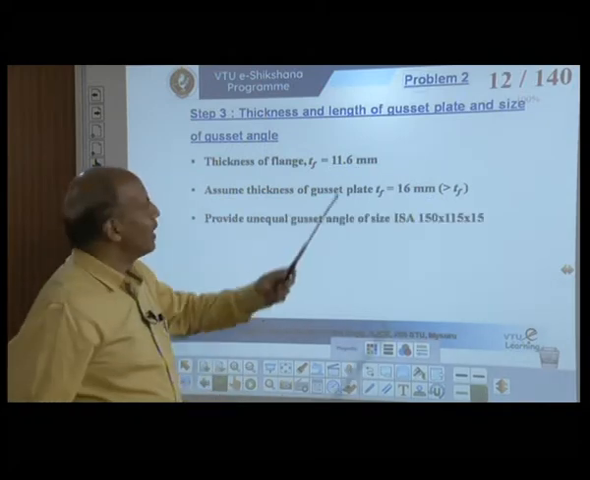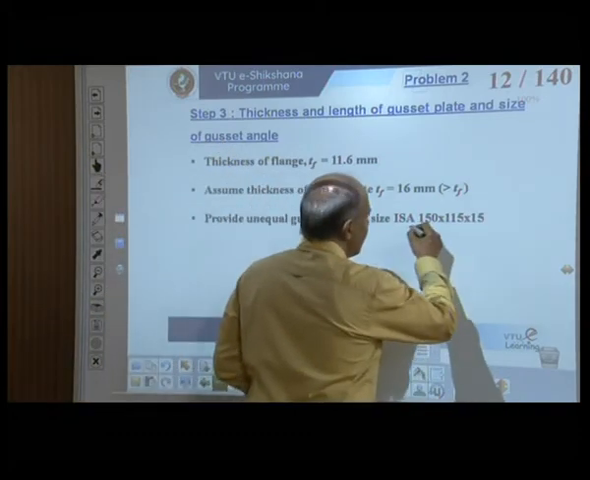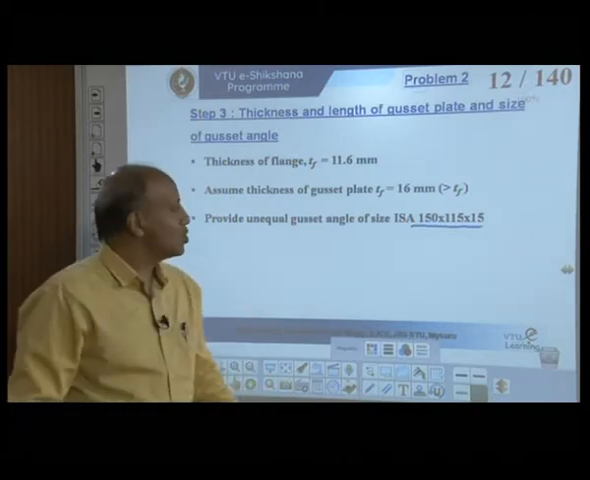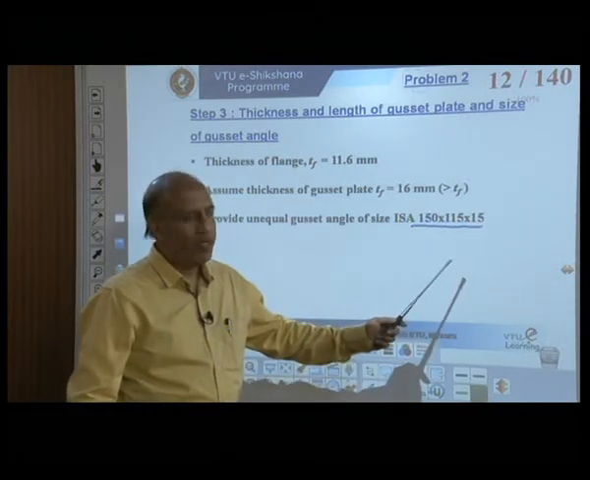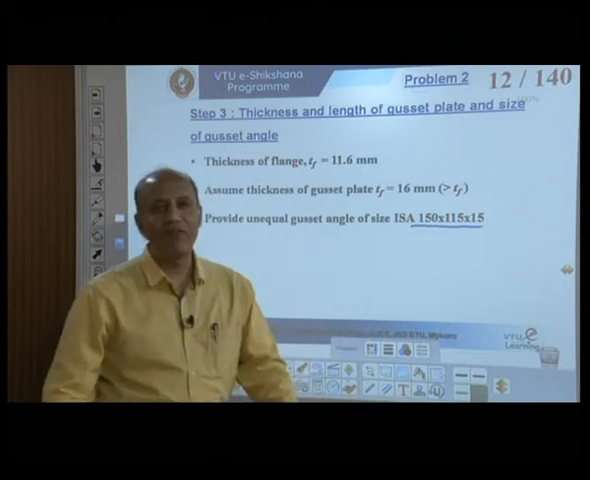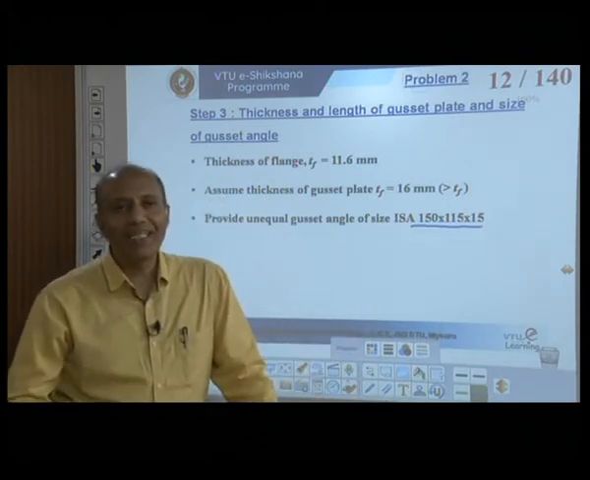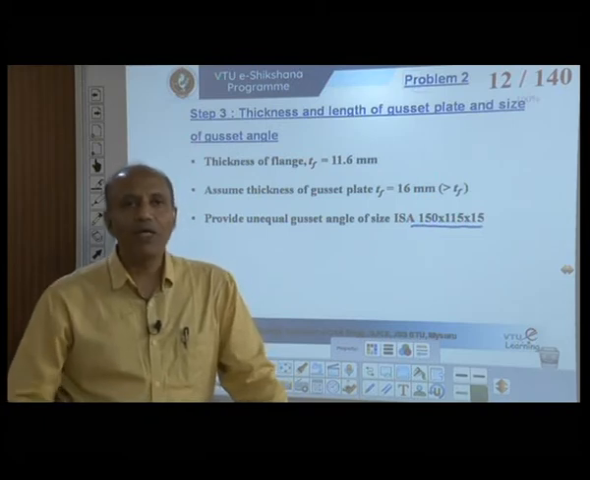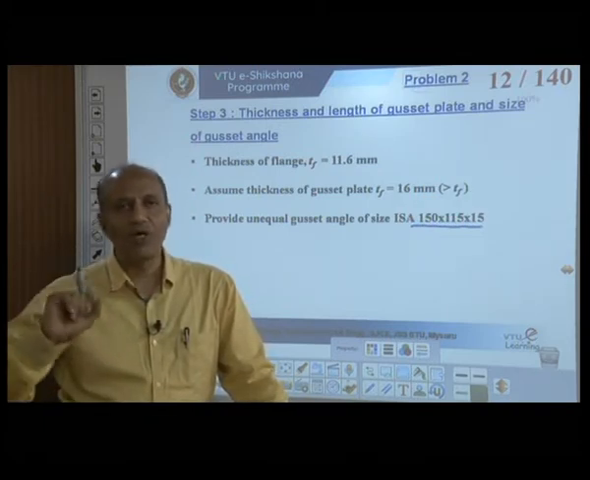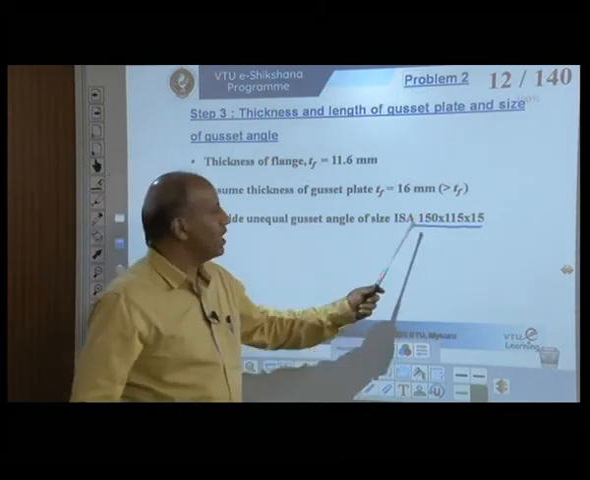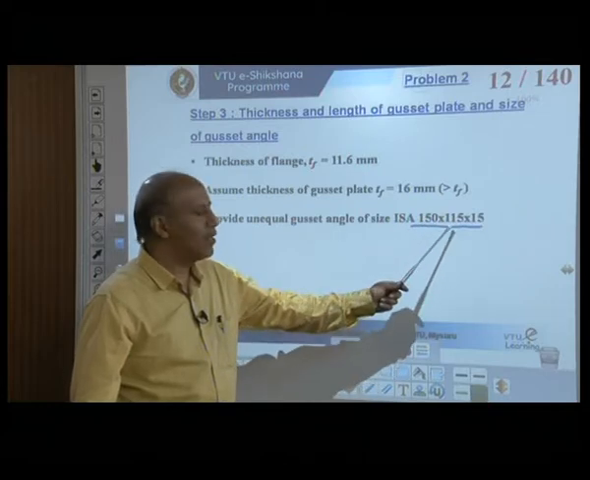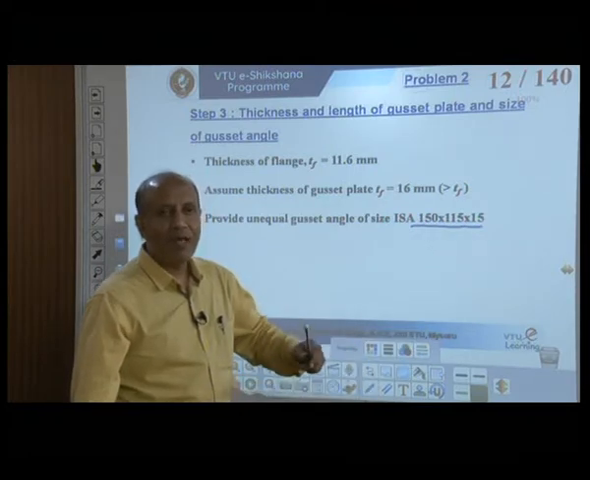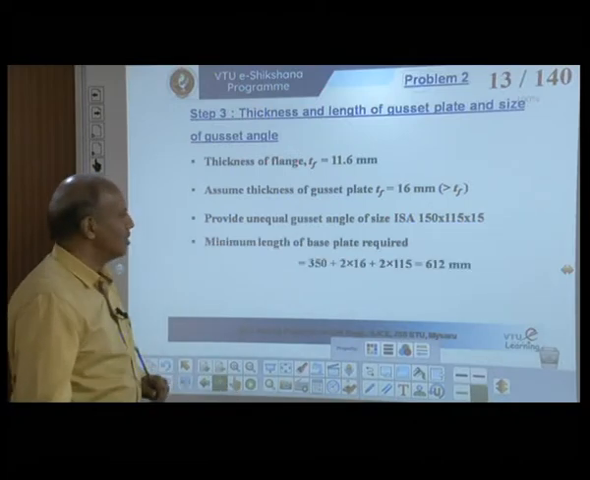Now the next thing is, we are trying to take some gusset angle, an angle of 150 by 115 by 15. Please understand, this is an unequal leg angle. Now the larger leg of size 150 mm will be used to connect the gusset plate. The length is sufficiently large here so that we can accommodate two horizontal rows of bolts. That is why we keep this size a bit larger when compared to the other leg size, that is 115. This leg connects the angle with the base plate. So this is what you have to notice in this particular case.